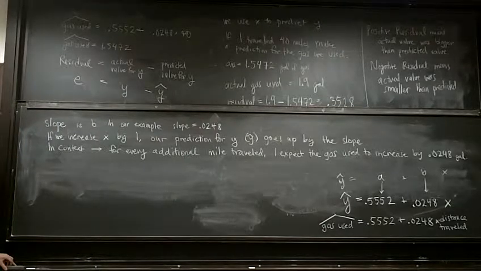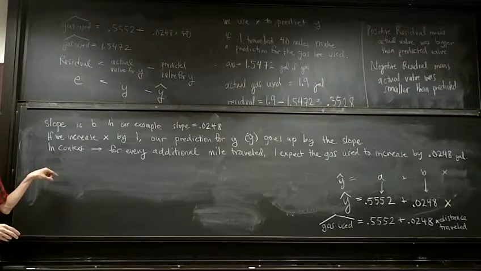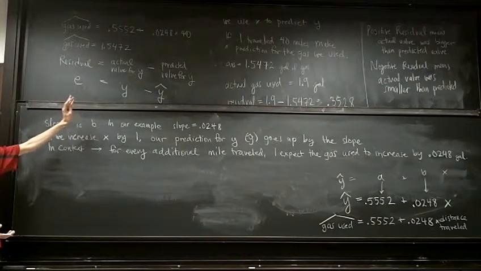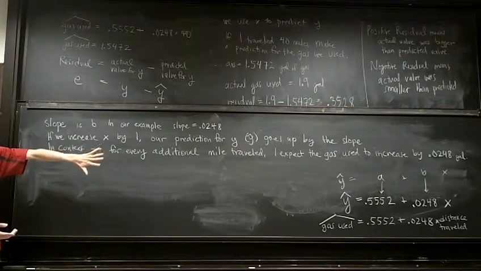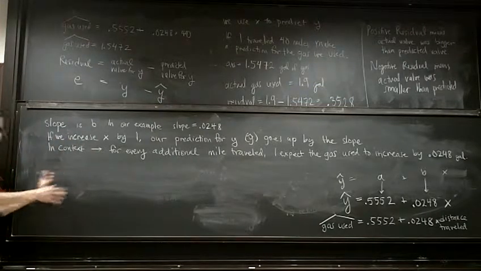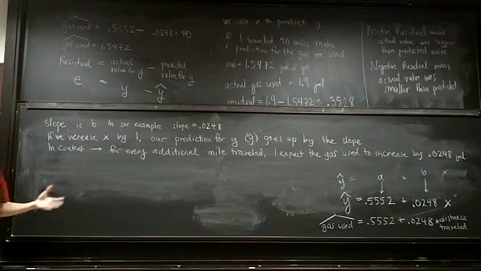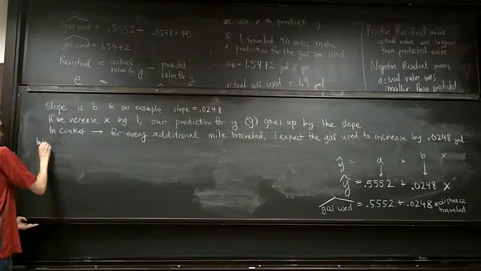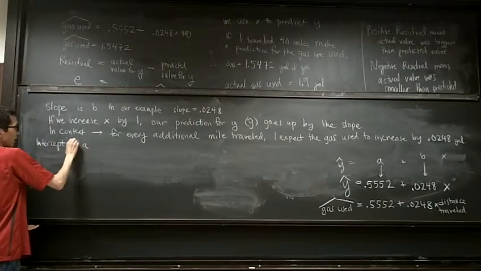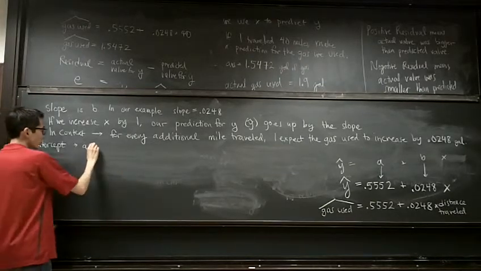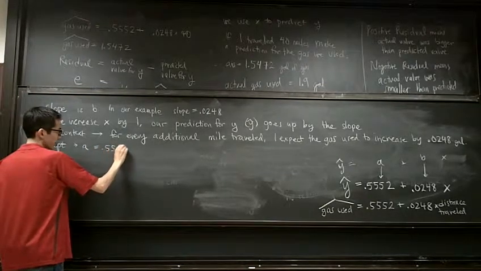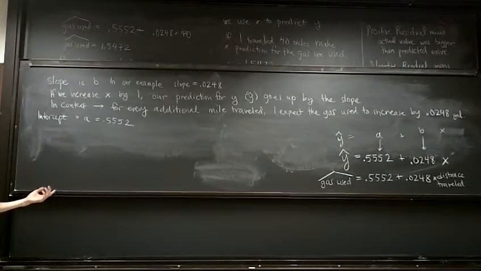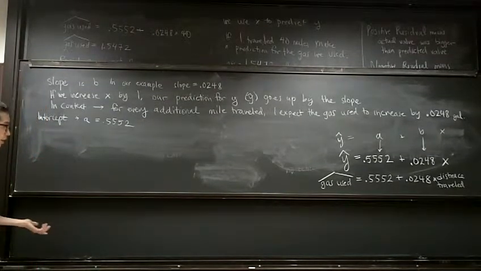Is that okay? Alright, so let me talk about the intercept, and then I'll put up a couple examples. I want to make sure we understand this because it's an important concept. It's important that you can get to these numbers, but statistics is all about relating this math to real life. The intercept, on the other hand, is a, and our value for a is 0.5552. The intercept is our prediction for y when x is 0.